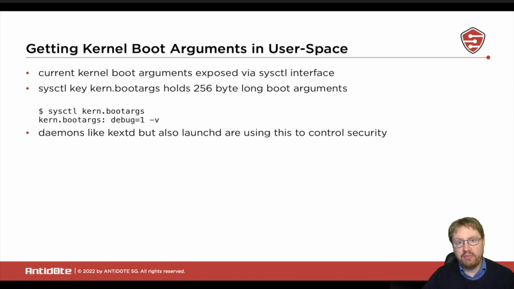This is, however, a little bit tricky because the return string is truncated at 256 bytes. So if the kernel boot arguments are actually longer than that, they will actually get truncated here. There's daemons like the kex daemon in the past, but also launchd, the launch daemon process, that basically control the security of the system via the kernel boot args. So they check if certain features are activated or deactivated, and then they relax their own security.